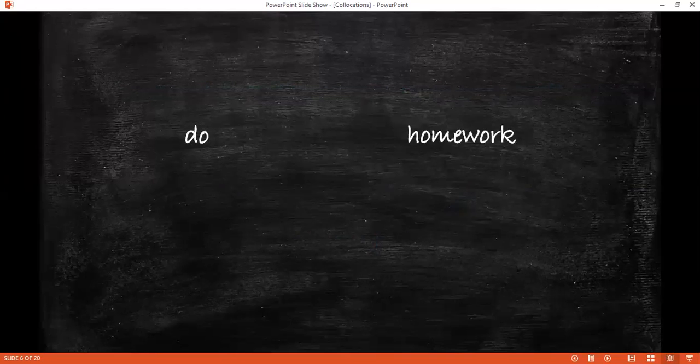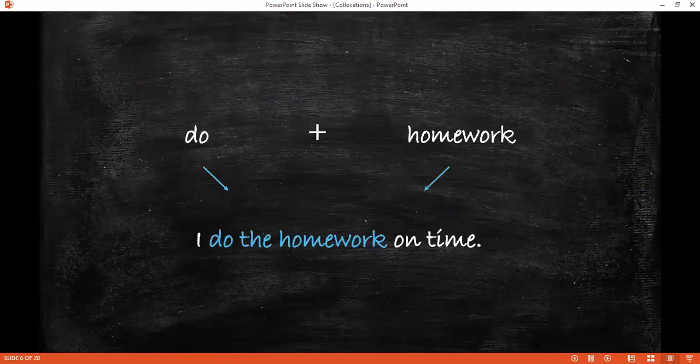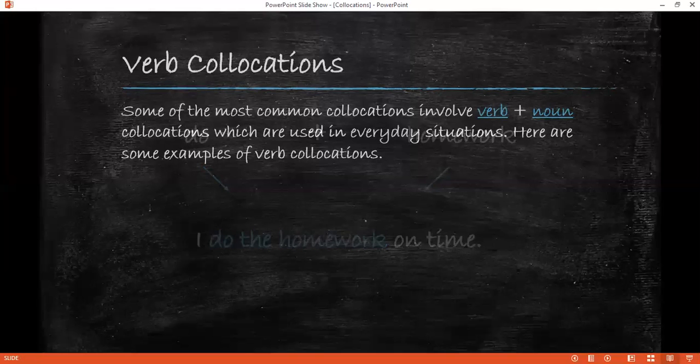Okay, now the next example is do homework. Do homework. So you can use it in a sentence in this way. I do the homework on time. It is very important for you children to do the homework on time. So these are the two examples I have shown you for collocation. Now see some more examples.